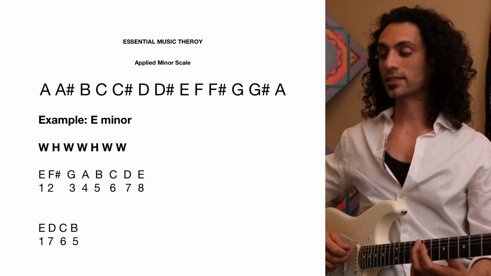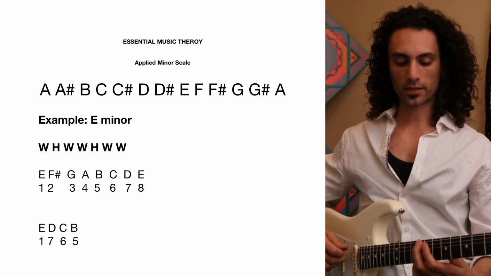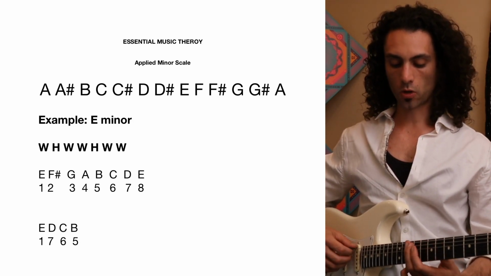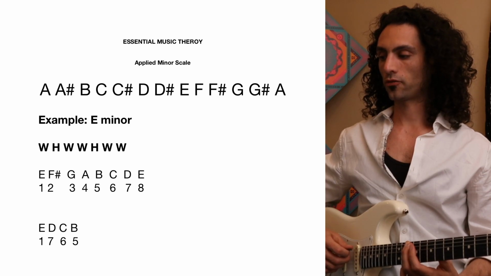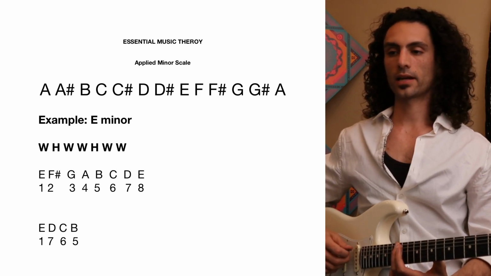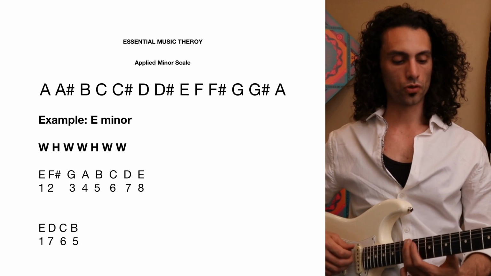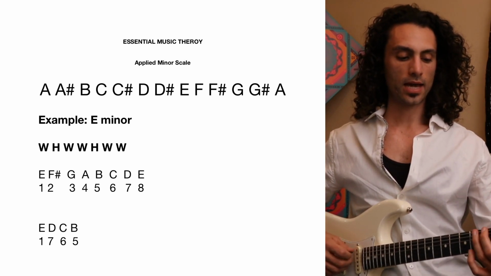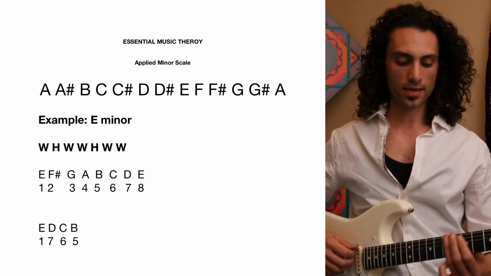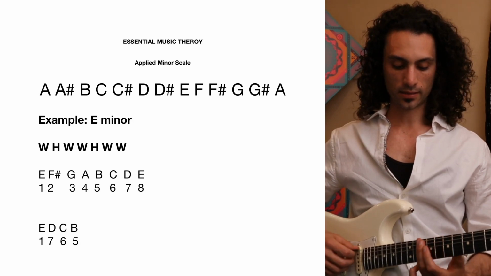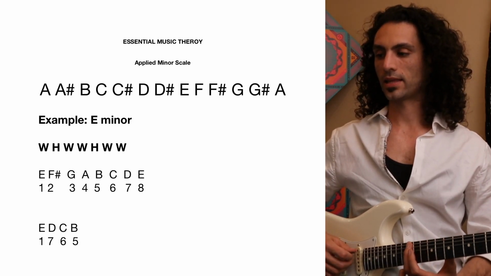Then a half step to get to your minor 6. And then a whole step to get to your flat 7, and then again another whole step to get back to your root. So you have E, F sharp, G, A, B, C, D, and then E again.